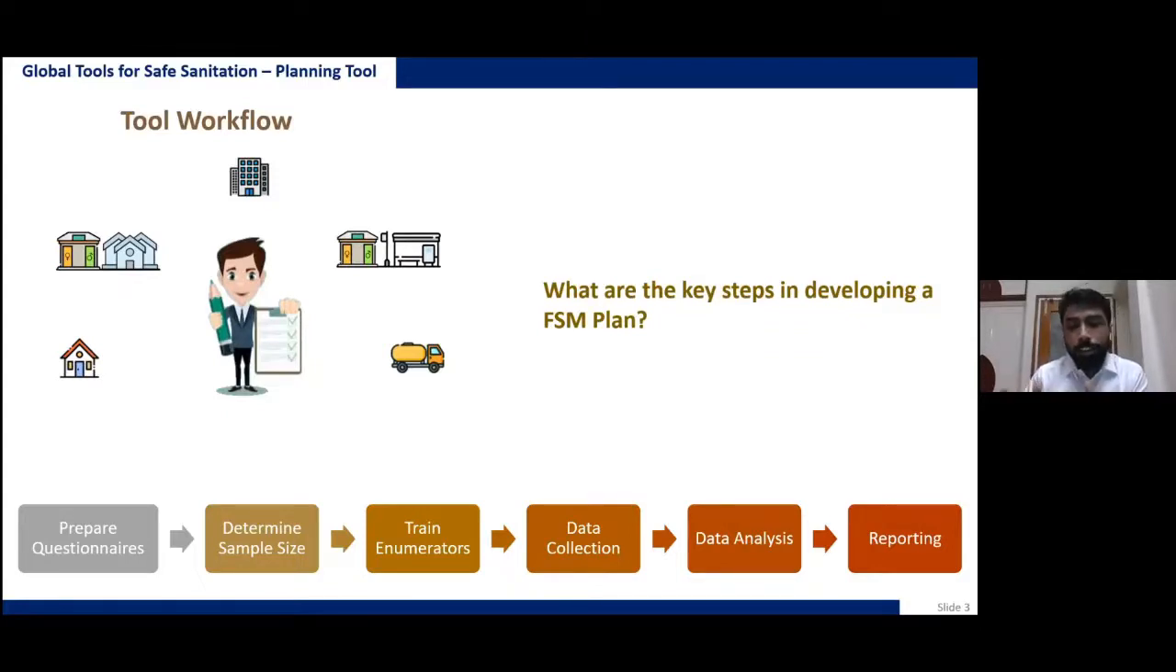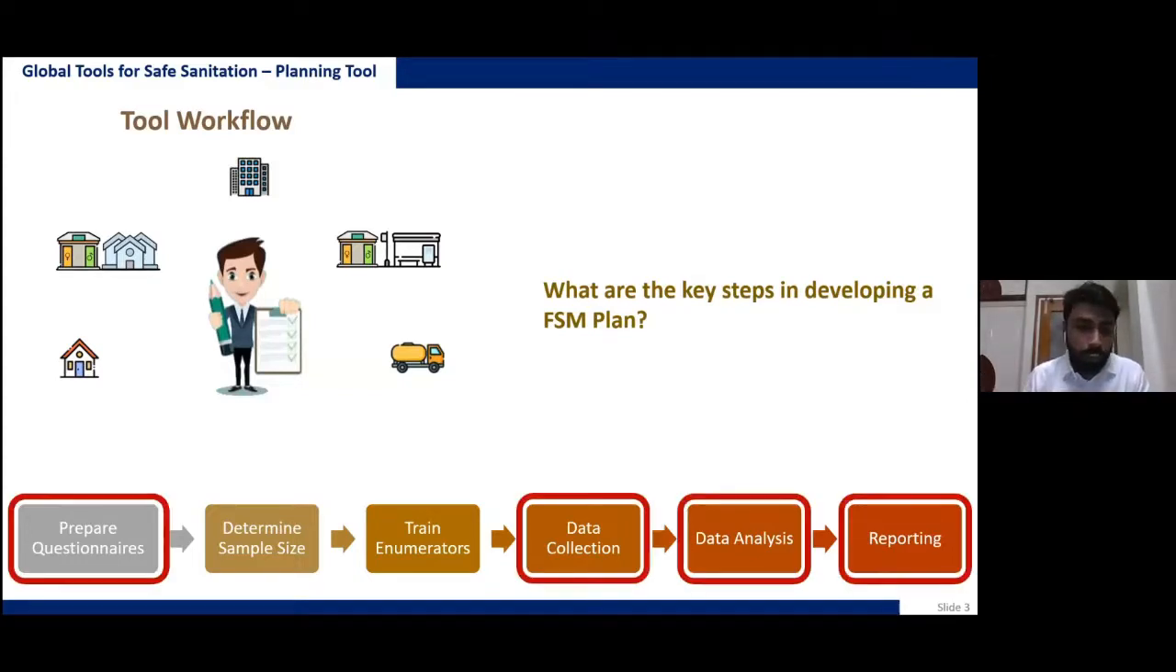Then training enumerators, data collection: we train the enumerators, then we go to the field for collecting data, and then we analyze the data and develop a report. This is the typical process that any stakeholder, user, or organization would follow to develop an FSM plan. What the toolbox does for you is that these key steps, the questionnaire, data collection, data analysis, and reporting, are automated in the platform. The platform helps you with all of these steps, and it's all automated within the platform.